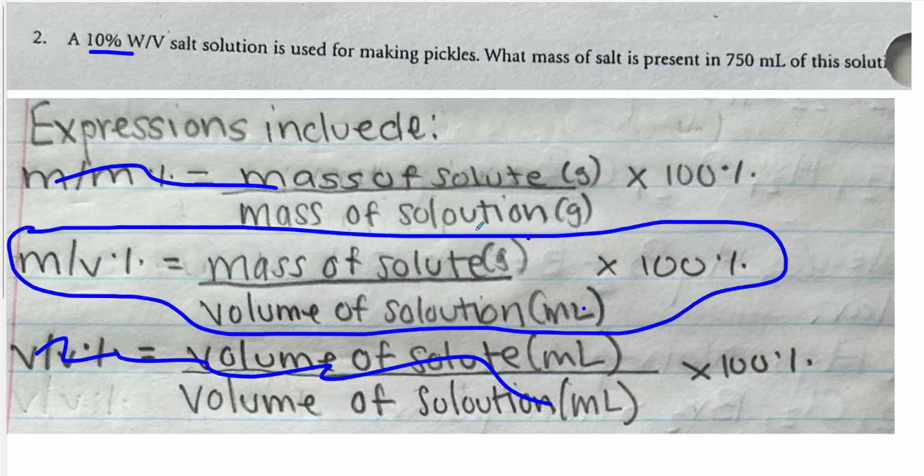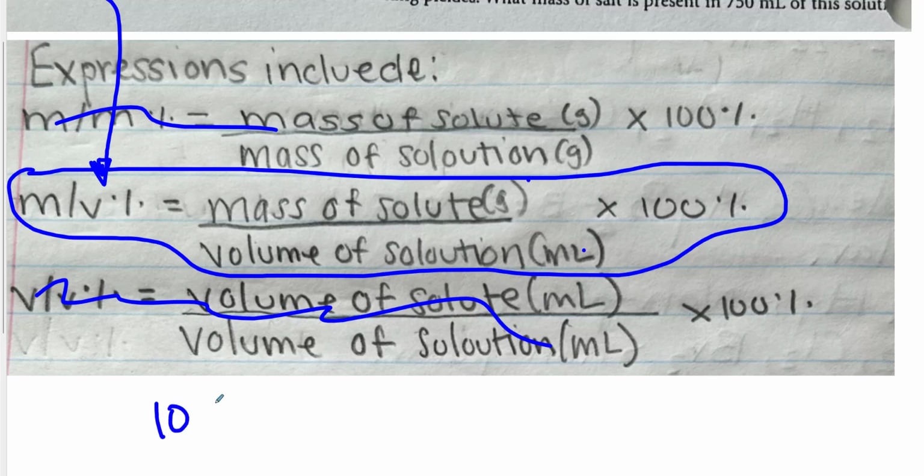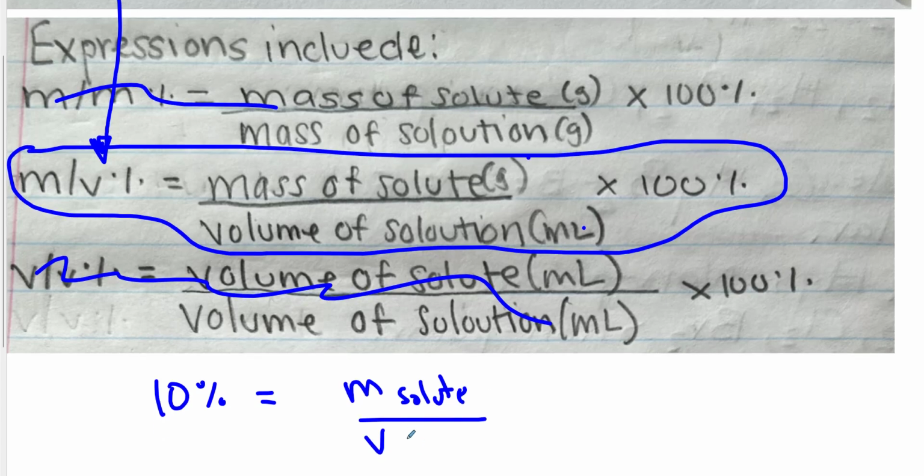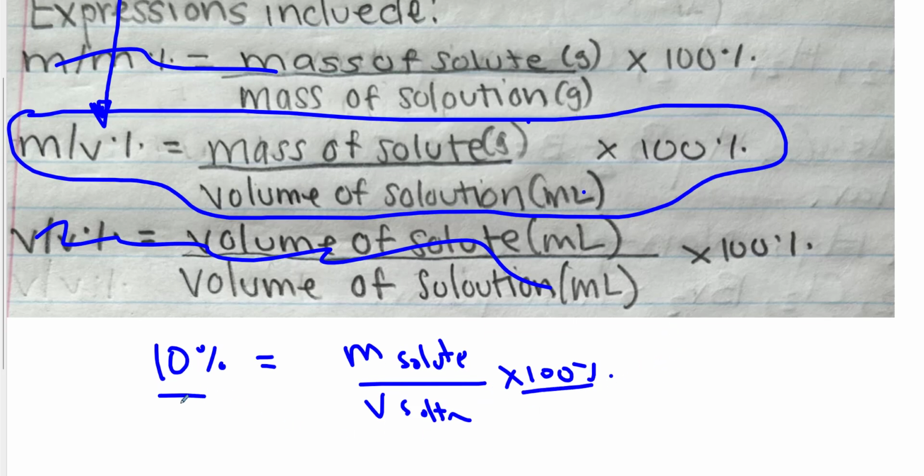So they said 10%, right? So that means if we're going to plug these values into this equation, 10% goes here. So we're going to do 10% is equal to mass of solute, whatever that is in this case, and we'll get to it, over volume of solution times 100%. So this is how you set up the equation. Now we're going to divide both sides by 100.